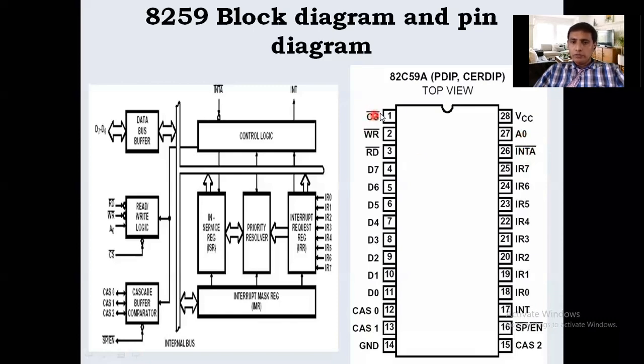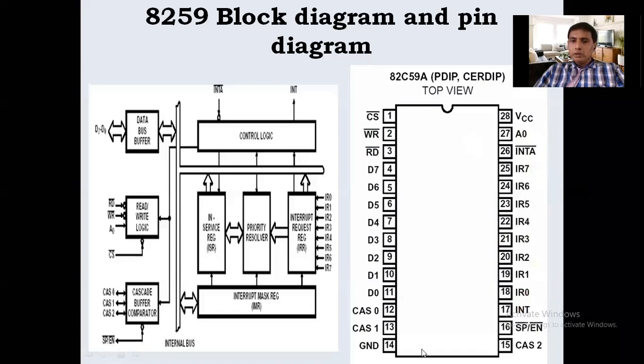Now CS bar is just for chip selection. Whenever chip selection occurs, only then are read and write possible. Similarly, interrupt request receiving, everything is possible. Whenever write bar is activated, the CPU sends control information to the 8259. Whenever read bar is activated, the 8259 sends status information to the 8086. D0 to D7 are data lines.